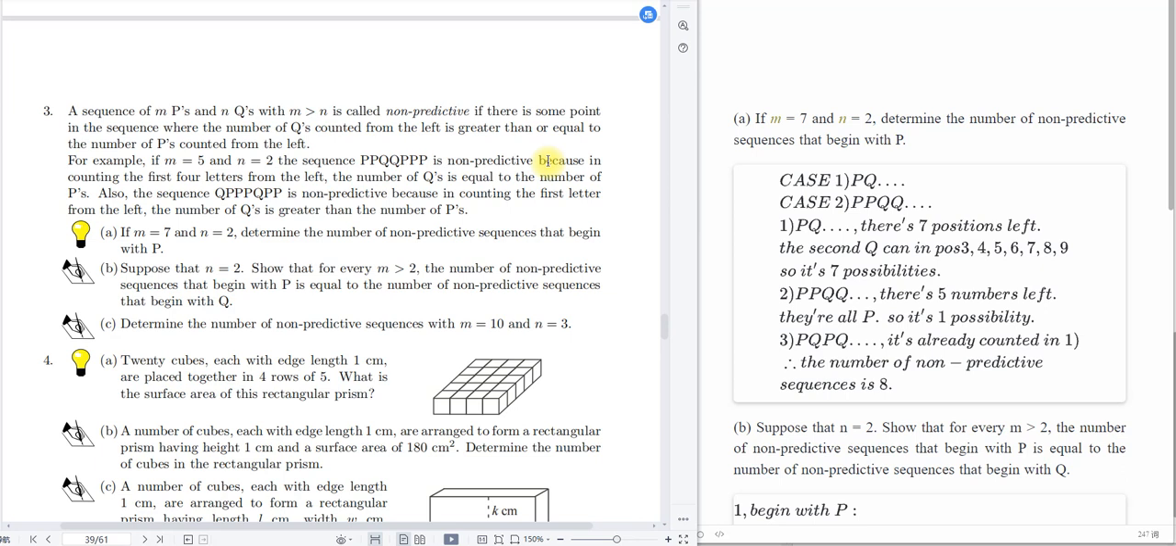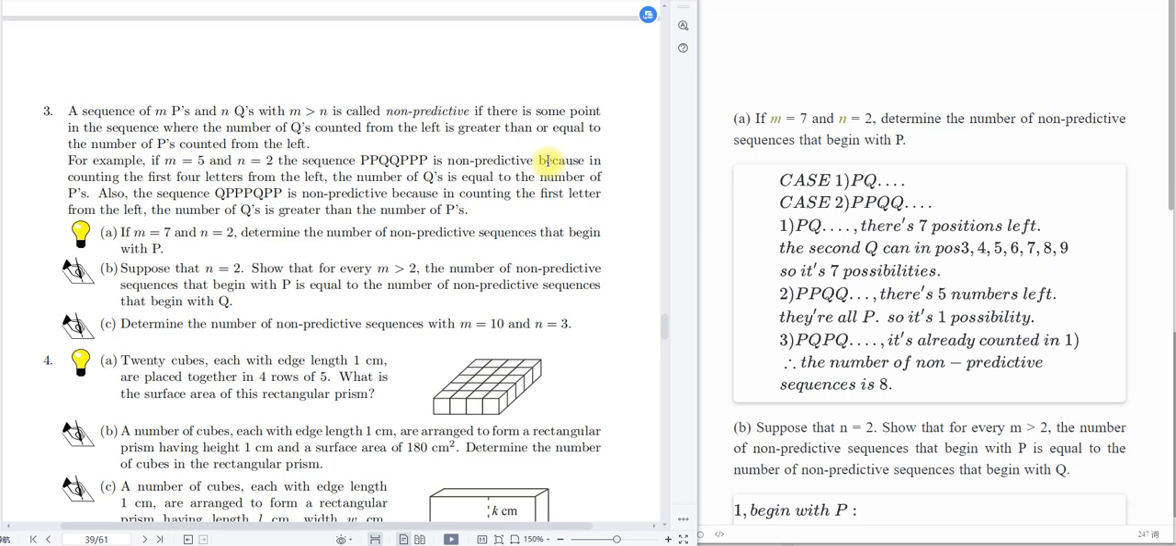Today's video is question number 3, 2013. Let's read the question first. A sequence of m p's and n q's with m greater than n is called non-predictive if there is some point in the sequence where the number of q's counted from the left is greater than or equal to the numbers of p's counted from the left.